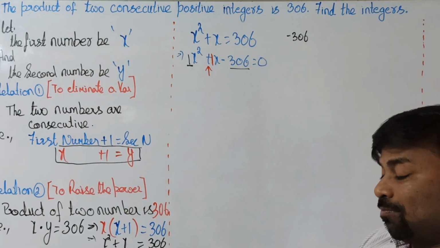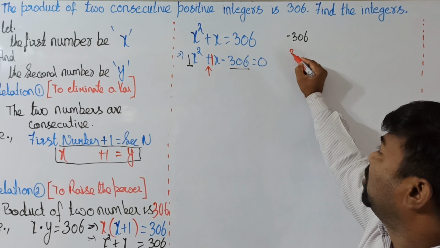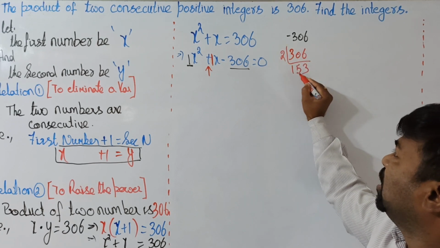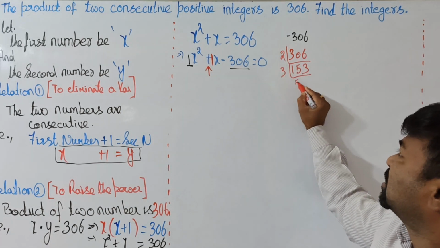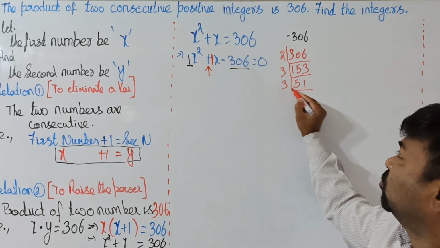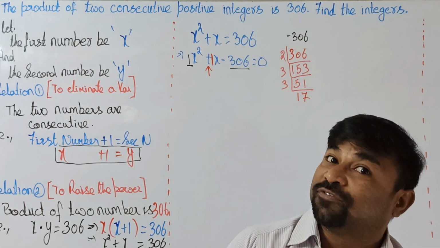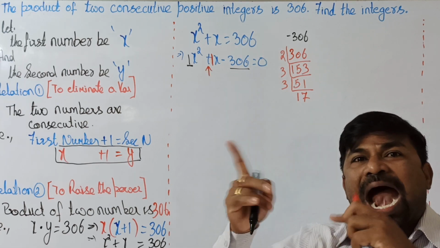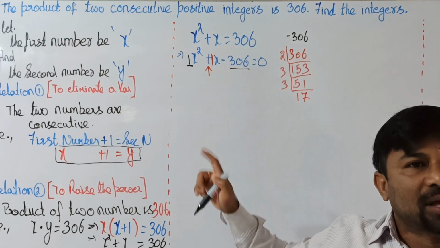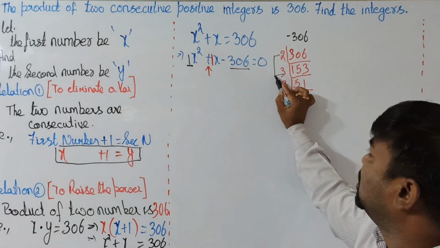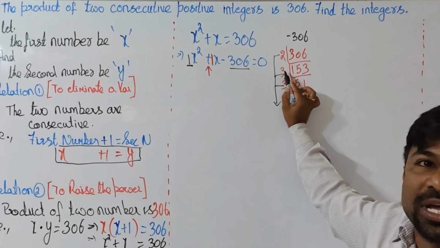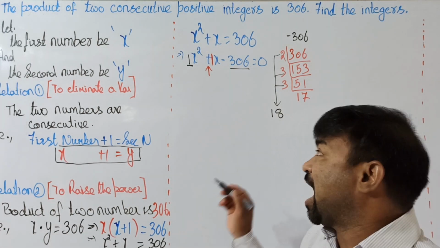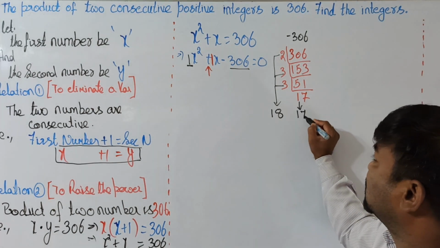So for that, I am factorizing it. 306, I am going with 2, it's 153. Again I am going with 3, it's 51. Again with 3, it's 17. We got the factors there. So what factors are suitable so that if we add or subtract, we get the coefficient 1? I will let you know. Let's take these three factors. 3 3s are 9, 9 2s are 18. And what is the other factor? It's nothing but 17.